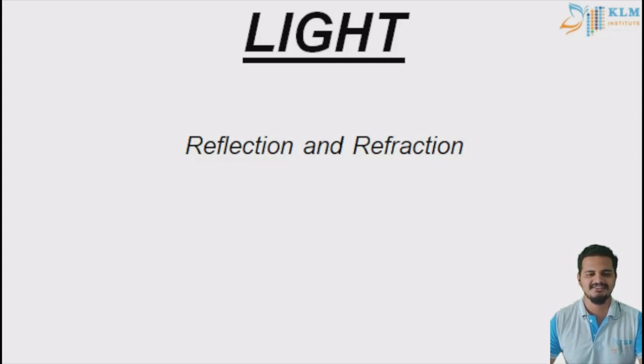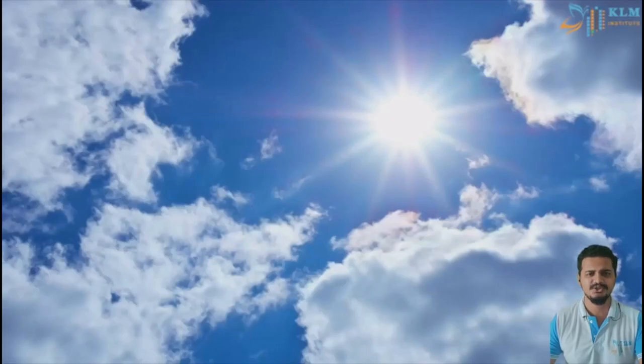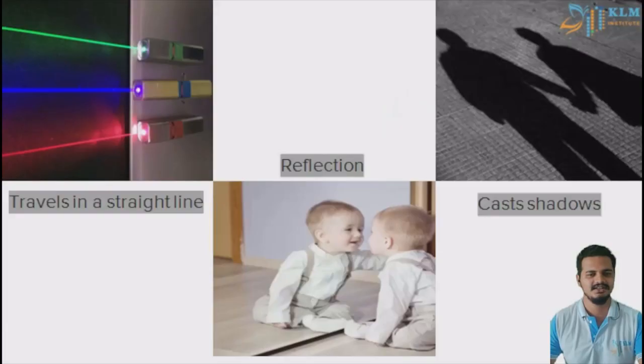Today's topic under physics is light, reflection and refraction. So light has some amazing properties. It allows us to see the objects around us. What else do we know about light? Light travels in a straight line and it allows us to cast shadows. And all you smart people, if you want to look yourself into a mirror, reflection is caused also by light.